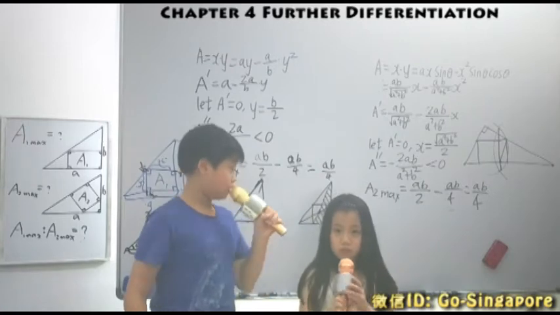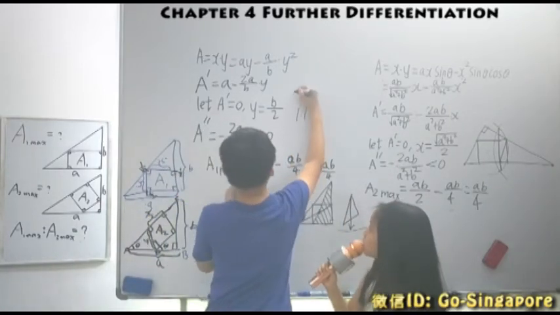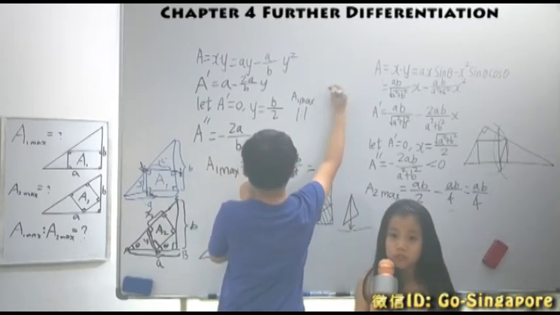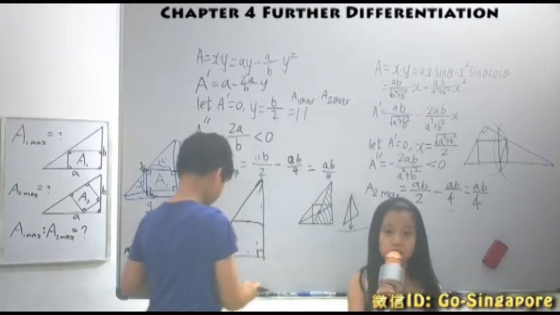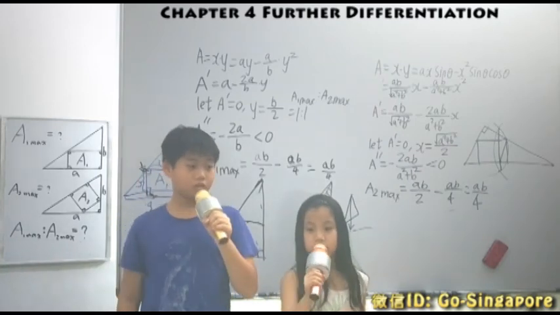Do you understand this? Just write it out. The ratio is 1 to 1, which is this maximum area to the minimum. I mean the second. Okay, and that's this, right? And that's it. I understand.